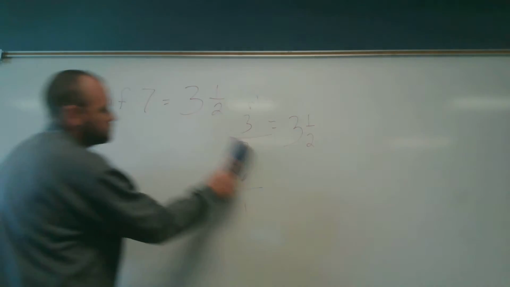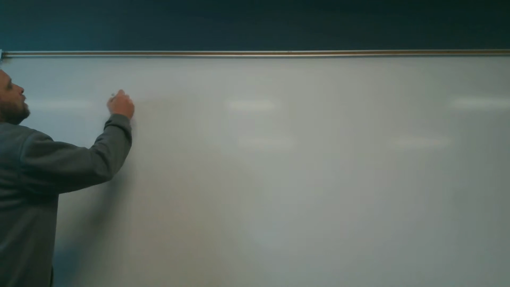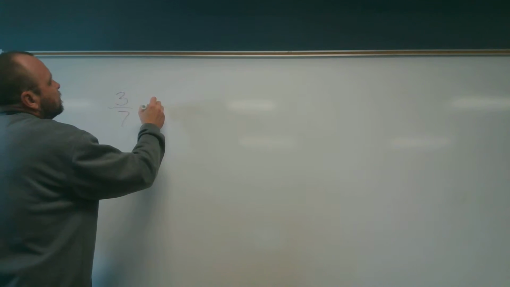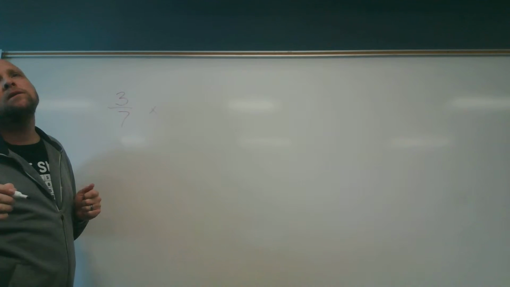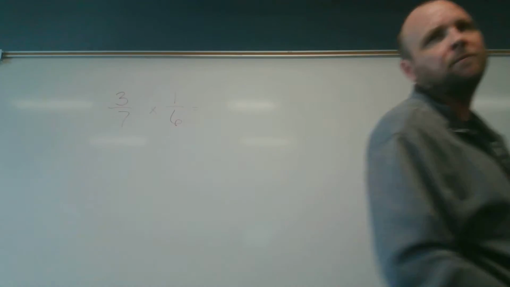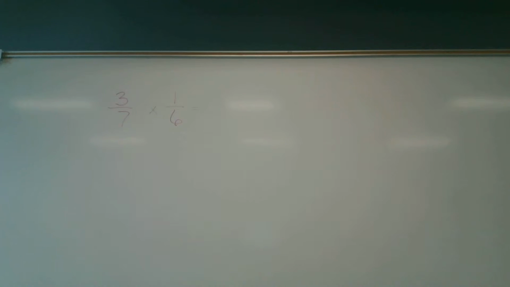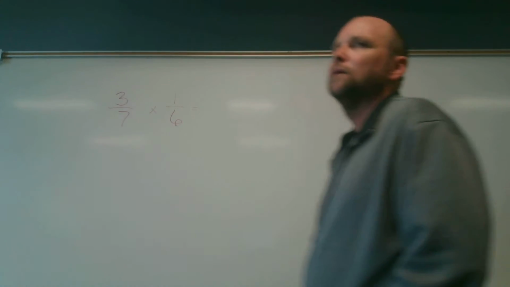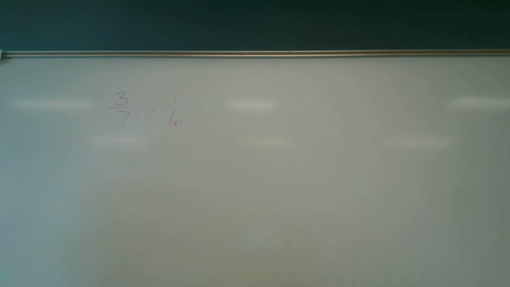Let's look at another one. Let's take 3/7 times 1/6. 3/7 times 1/6. Let's see who can figure this out. Okay, Bailey, what do you get? One times 3 is? 6 times 7 is?